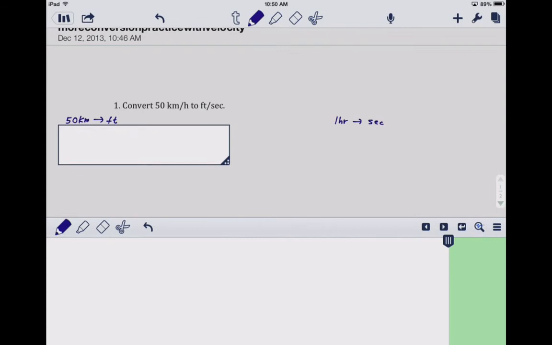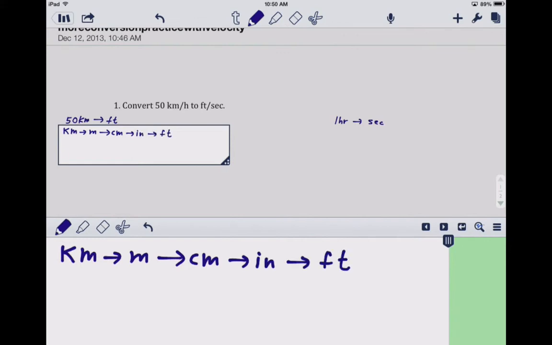In order to go from kilometers to feet, I'm actually going to have to go through a couple different units. If you look at the table of conversion factors that we gave you on the first worksheet, you can trace a path from kilometers to feet by going kilometers to meters to centimeters to inches to feet. So between my start quantity and my end quantity, I'm going to have to do 1, 2, 3, 4 conversions, or I will need 1, 2, 3, 4 conversion factors.